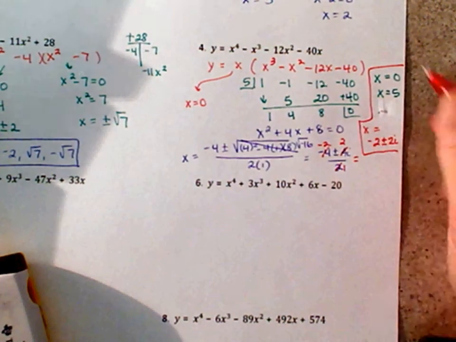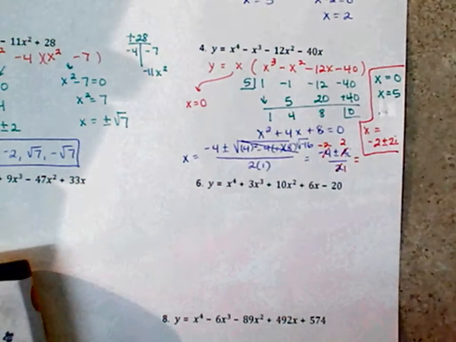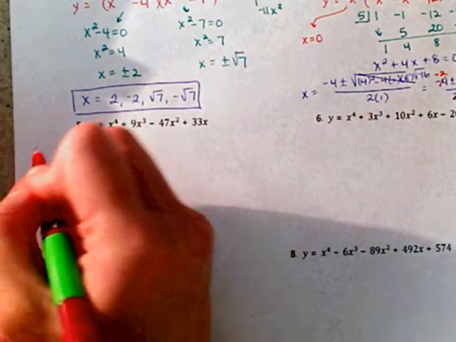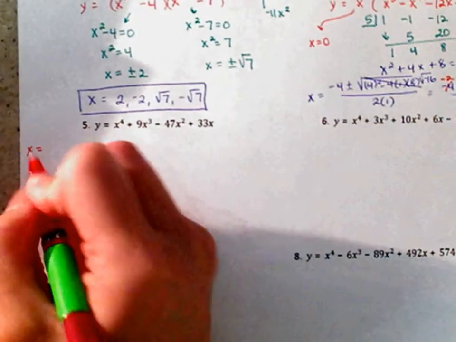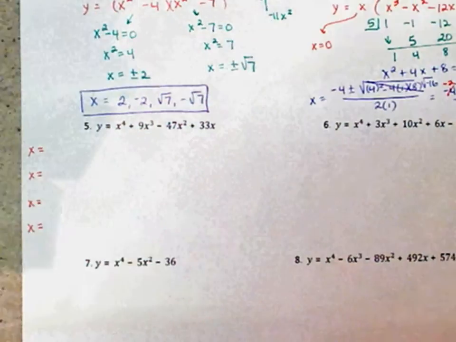1, 2, 3, 4. You should have 4. Okay. Number 5. Okay, so you should have 4 x's. X is equal to, x is equal to, x is equal to, and x is equal to. Or you can write them together like I just did.